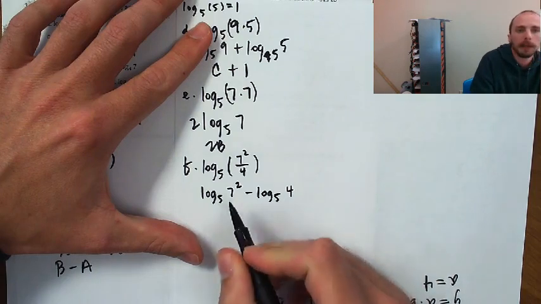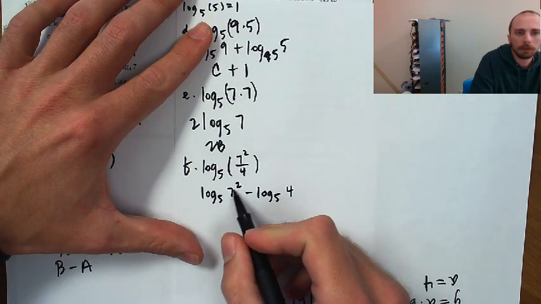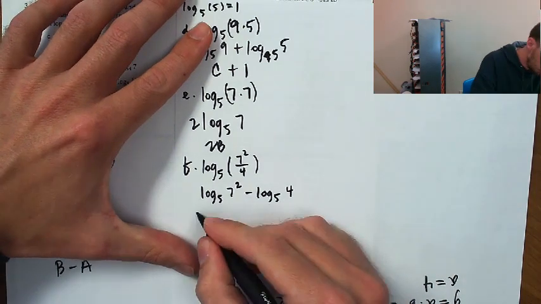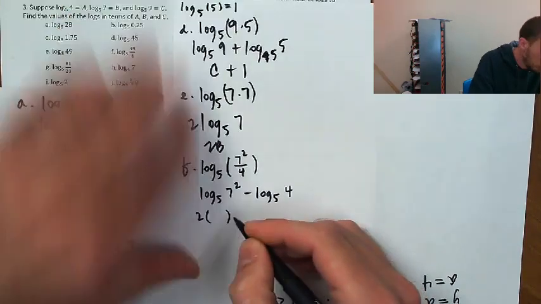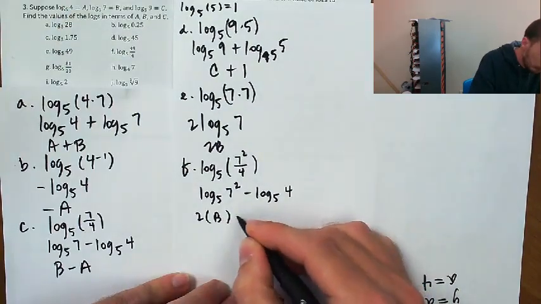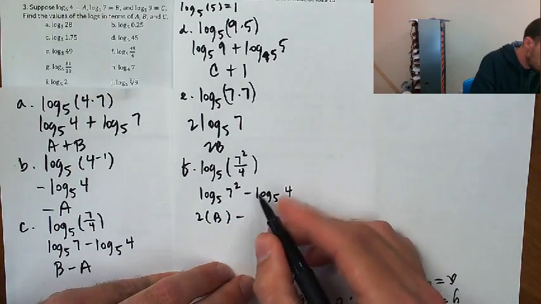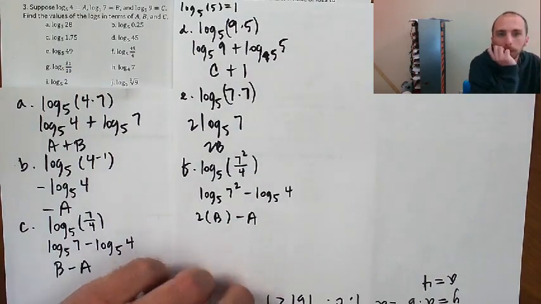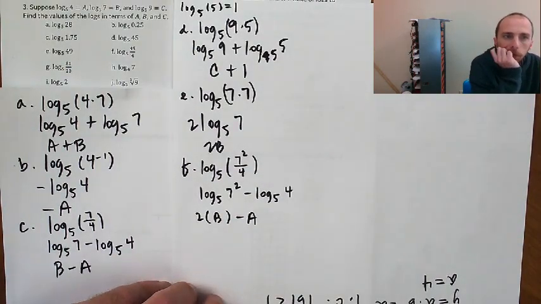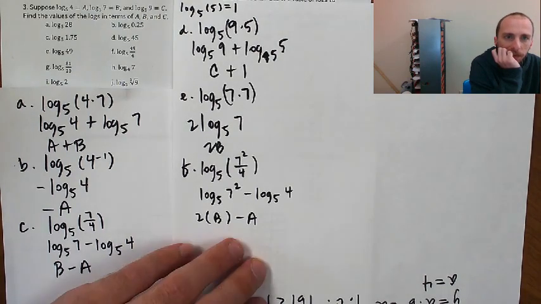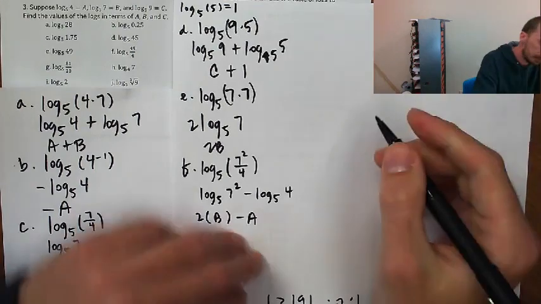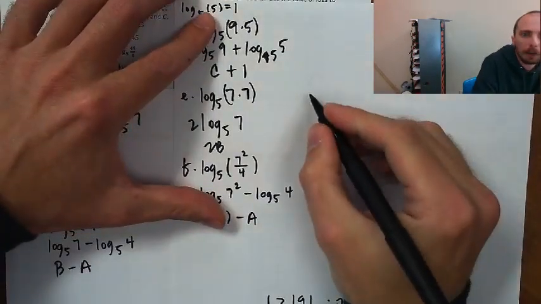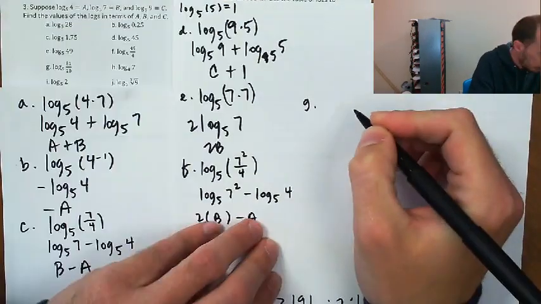Okay. And on this one, I can swing that around the front. 2 times the log base 5 of 7 was b, minus the log base 5 of 4, that's a. So 2b minus a. All right. G. This was the one that I ended up doing a bunch of times in class in all of my sections. So I'll just put that here.